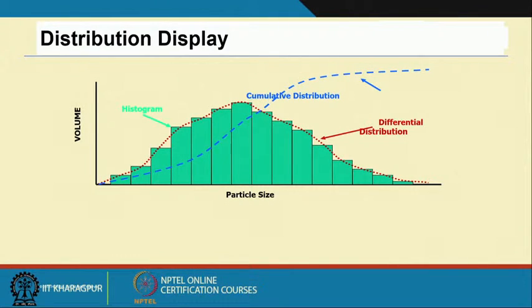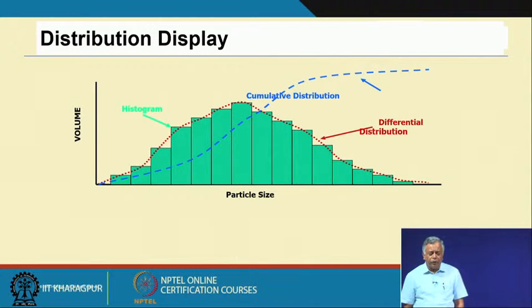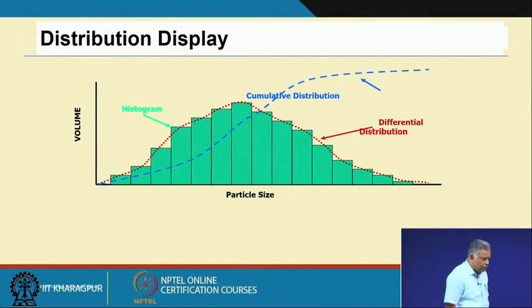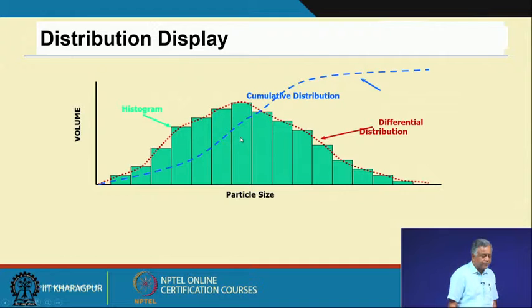Now, suppose we have a distribution like this. We want to gather more information out of that distributed value. So, what do we do? Many times we plot volume versus particle size, or maybe weight percent versus particle size, and we may plot the distribution in the form of histograms.